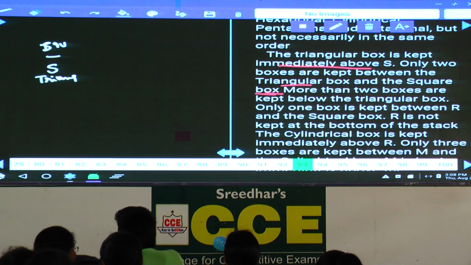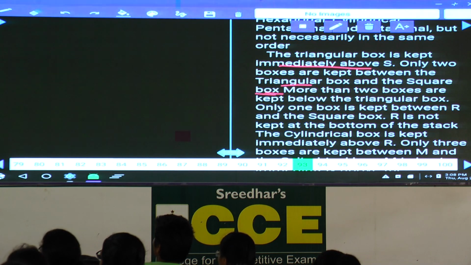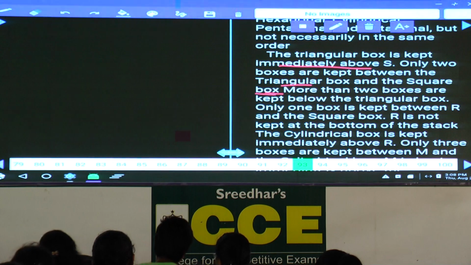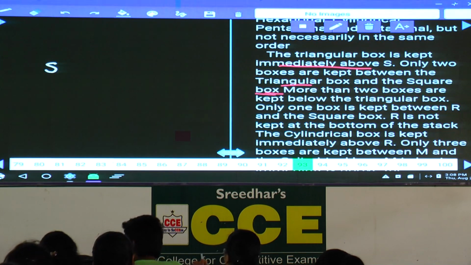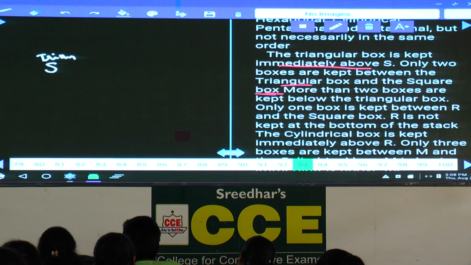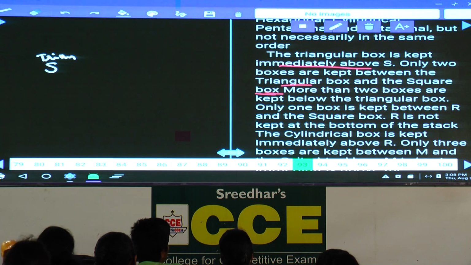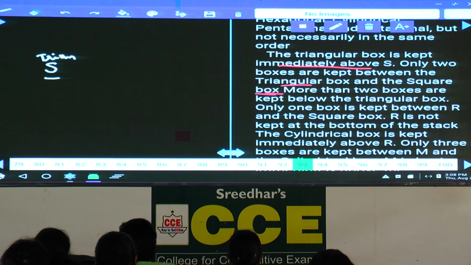The triangular box is kept immediately above S. Now the triangle is immediately above S. Now S is here. This triangular box is immediately above S, isn't it? Triangle is immediately above S. Only two boxes are between triangle and square. Triangle and square, only two boxes, and this must be square.